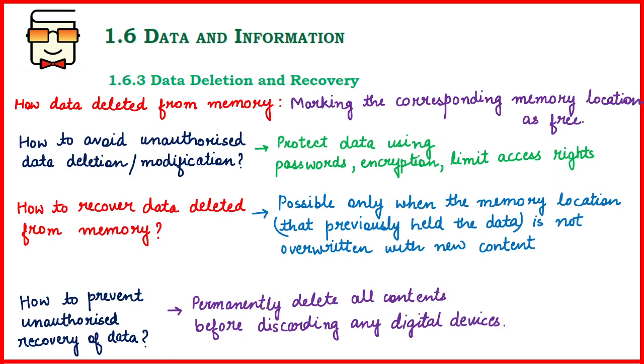So summarizing this lecture, it is more of a generic lecture, but still, how can the data be deleted from the memory? It is deleted by marking that corresponding memory location as free. The data is never actually erased or removed from the memory, okay, and can the data always be recovered from the deleted memory location? No, it is only possible when the memory location which was previously holding the data is not overwritten with new content.